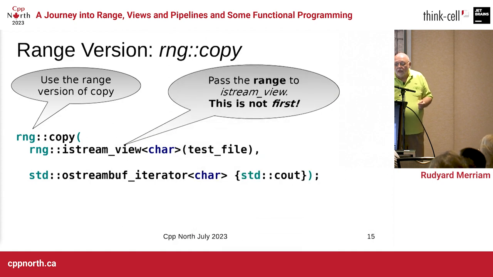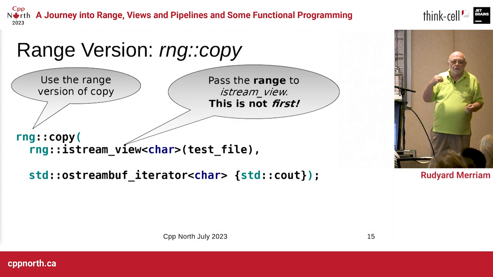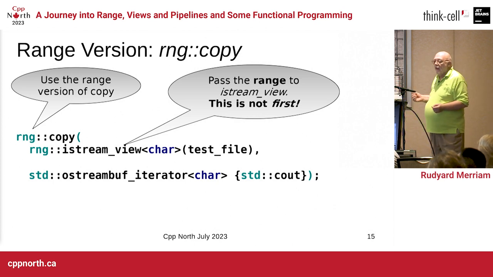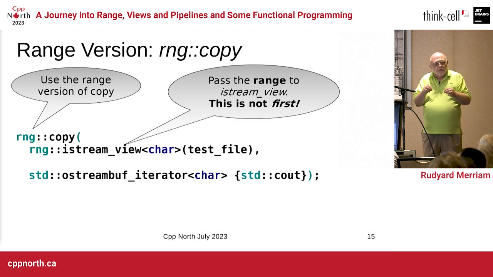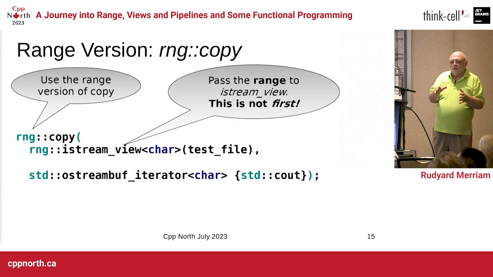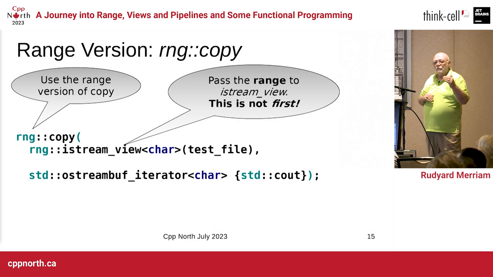And then we have another way of reading files, iStream view. Note, very important, and this is the first concept you really got to understand. This is the range. Previously we had first. This is not first. This is the range. This is the whole thing going in there. The compiler and the library is going to figure out what type of range it is, which of the iterable sequences it can be.